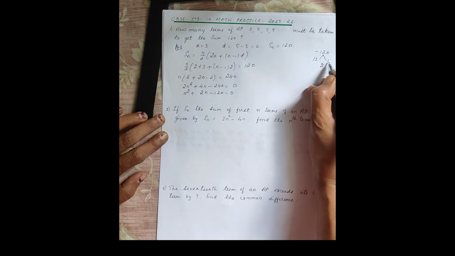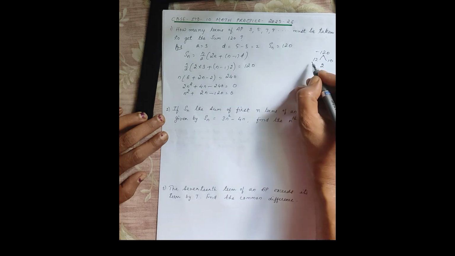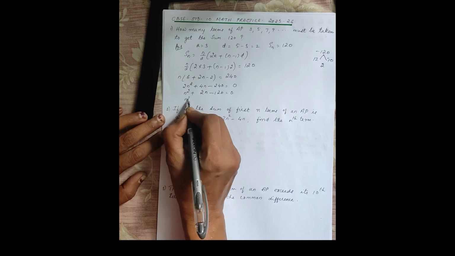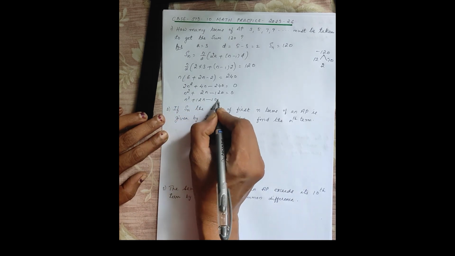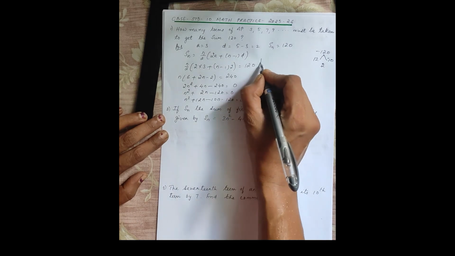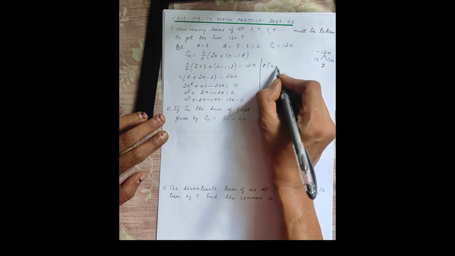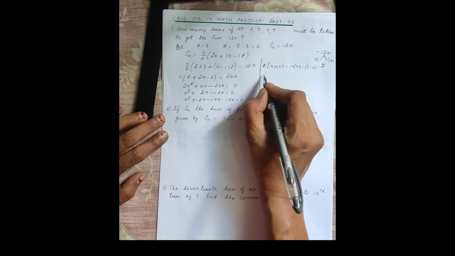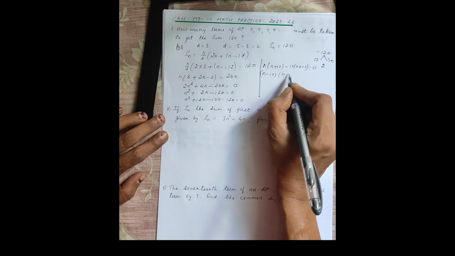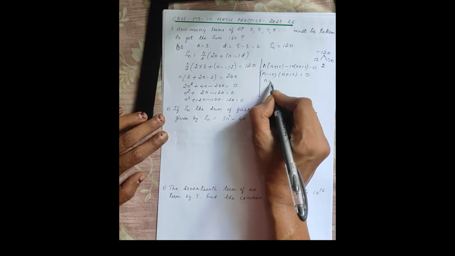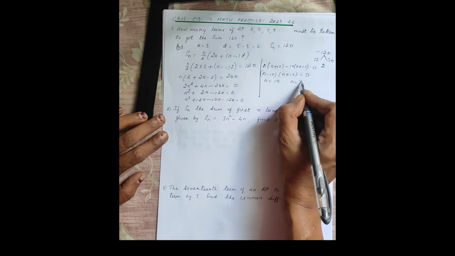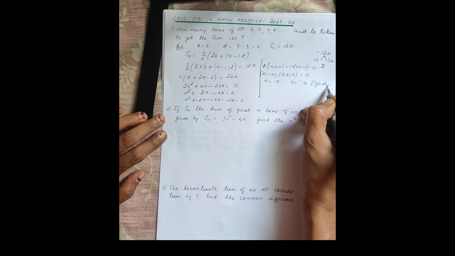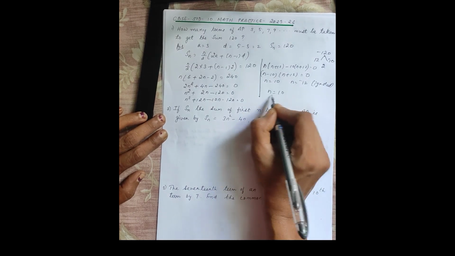So 12 and 10. When you subtract, you will get 2, and the bigger number is positive and the smaller number is negative. So n square plus 12n minus 10n minus 120 equal to 0. Take n outside: n bracket n plus 12 minus 10 bracket n plus 12 equal to 0. So n minus 10, n plus 12 equal to 0. n is equal to 10, and here n is equal to minus 12. Minus 12 is ignored because the number of terms cannot be negative. So here n equals 10.